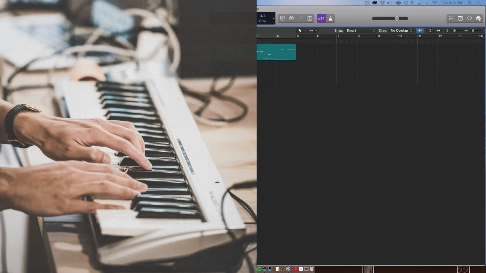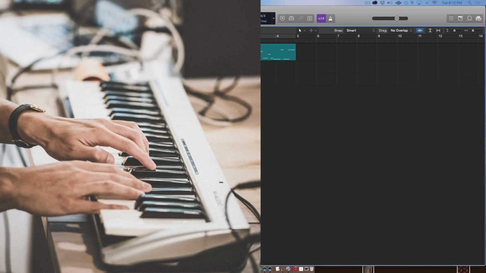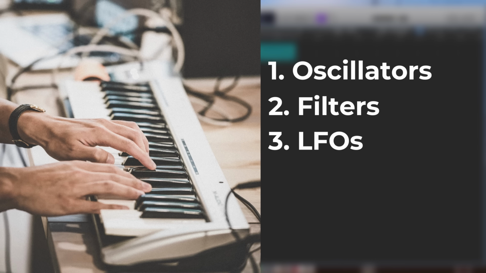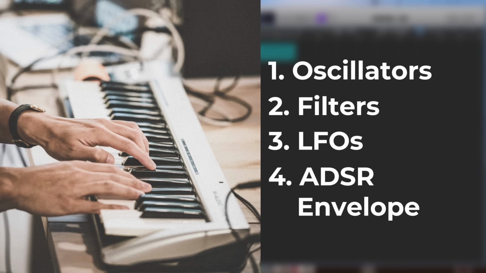Now, let's talk about these 4 basic building blocks of synthesizers. These are 4 things you're going to see in any synthesizer you come across. Number 1, oscillators. Number 2, filters. 3, LFOs. And 4, the ADSR envelope, also known as the amplitude envelope. Don't worry if these words don't make a lot of sense right now. By the end of this video, they're going to be second nature.